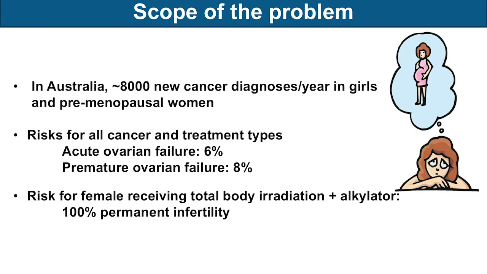Just to summarise the scope of the problem, in Australia there are around 8,000 new cancer diagnoses each year in girls and premenopausal women, and this would obviously be proportionally larger in the US.